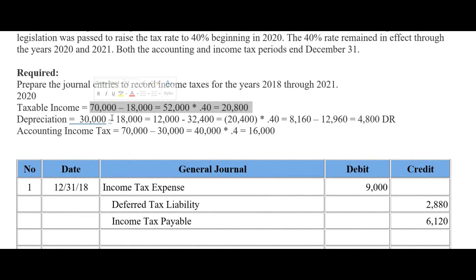The accounting income for the last year, I believe, is also 70, 2021, minus 9,600. And that's going to bring us to taxable of 60,400. Whoops, I need to update this, 2021. Then we're going to multiply that by, again, our rate hasn't changed, so it's still the 40%. We multiply that out, we get 24,160.